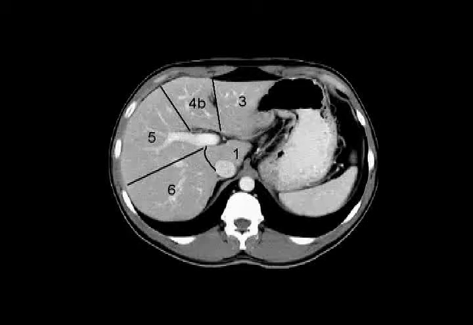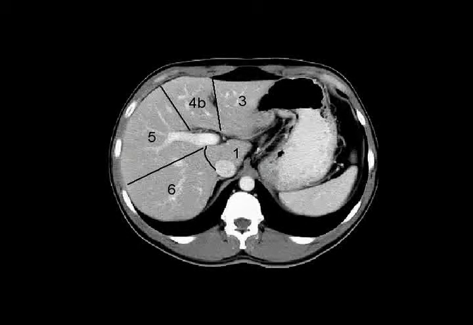Below the level of the hilus, the segments visible in the right liver are segments 5 and 6, which are also separated by the continuation of the main trunk of the right hepatic vein. Segment 4 is noted to be separated from segment 3 by the umbilical fissure. Note that segment 2 is not visible at this level in its normal anatomic position.